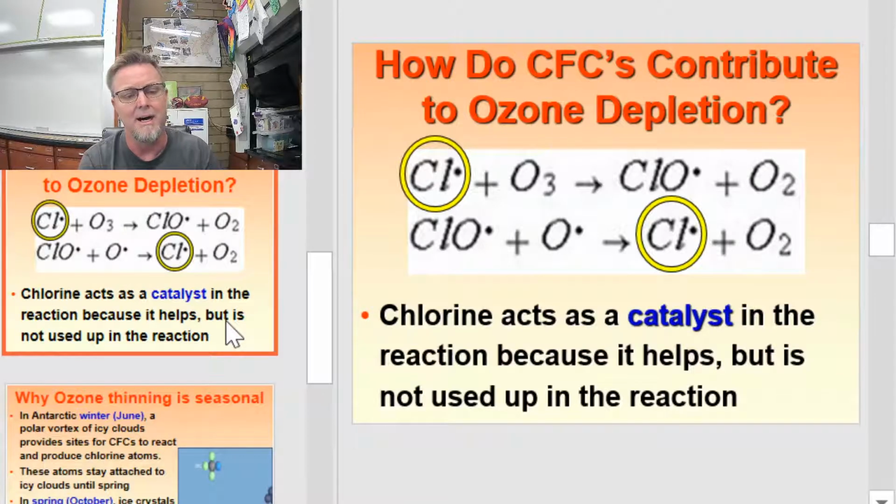How do CFCs contribute to ozone depletion? Well, the CFCs put the chlorine in the atmosphere. So here we have the chlorine plus the O3, taking up that singlet oxygen as illustrated on that previous slide.